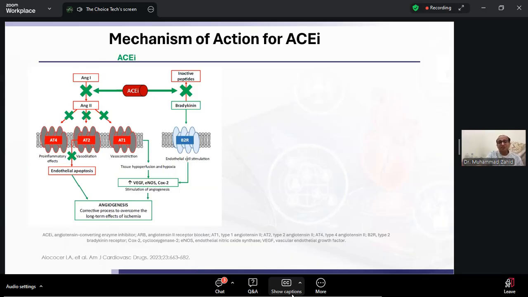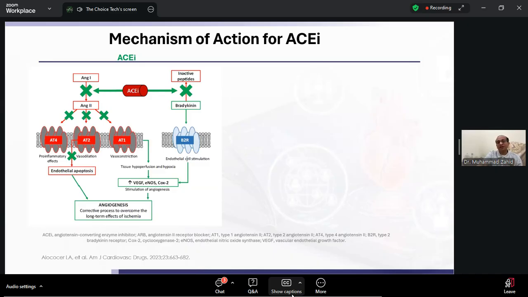ACE inhibitors prevent the function of angiotensin converting enzyme. Hence, angiotensin 1 is not converted to angiotensin 2. Angiotensin 2 has 3 receptors. The major one is AT1, which causes vasoconstriction. So we will prevent that vasoconstriction, and hence the anti-hypertensive effect of ACE inhibitors will come into play. More so, it also stimulates AT2 and AT4 receptors, which will prevent endothelial apoptosis, meaning the death of the endothelial cell lining, and help in angiogenesis.